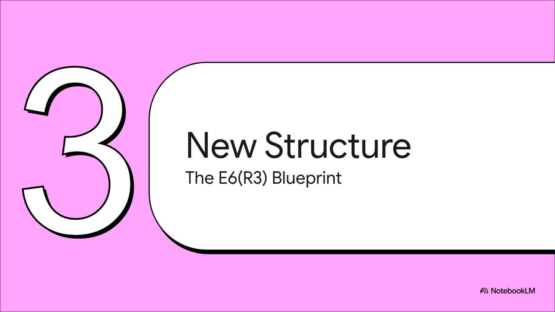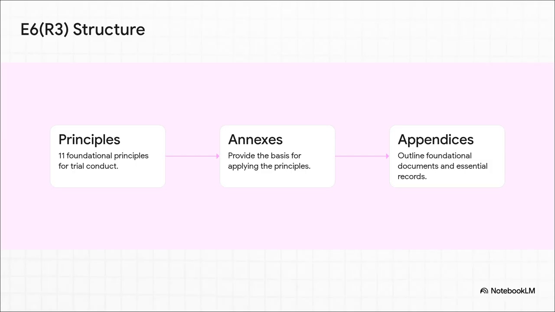Let's break down the new structure of the E6R3 guideline. The whole thing is now organized into 3 main parts. It's pretty straightforward. First, you have 11 foundational principles that are the bedrock for any trial. Then there are 2 annexes that show you how to apply those principles. And finally, 3 appendices that get into the details of key documents and records.